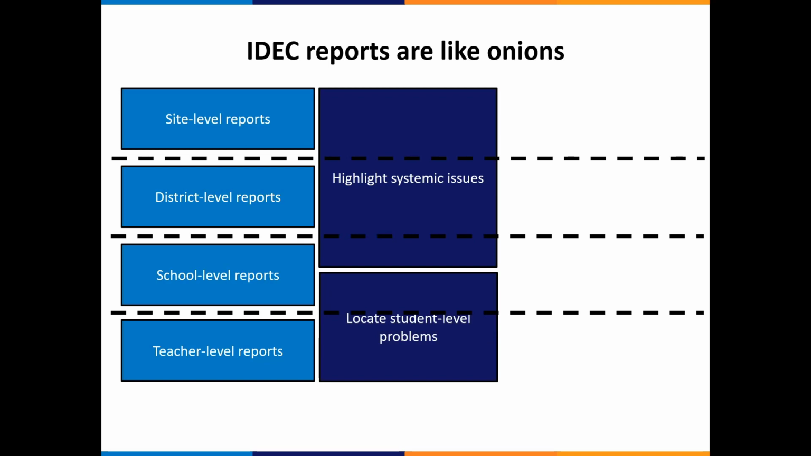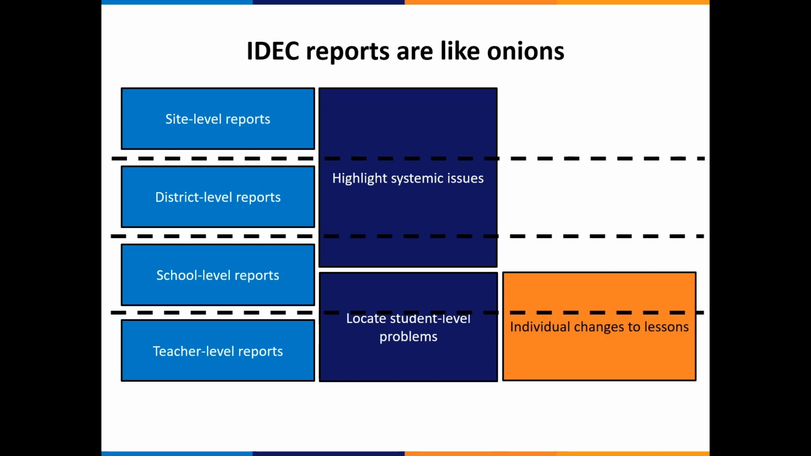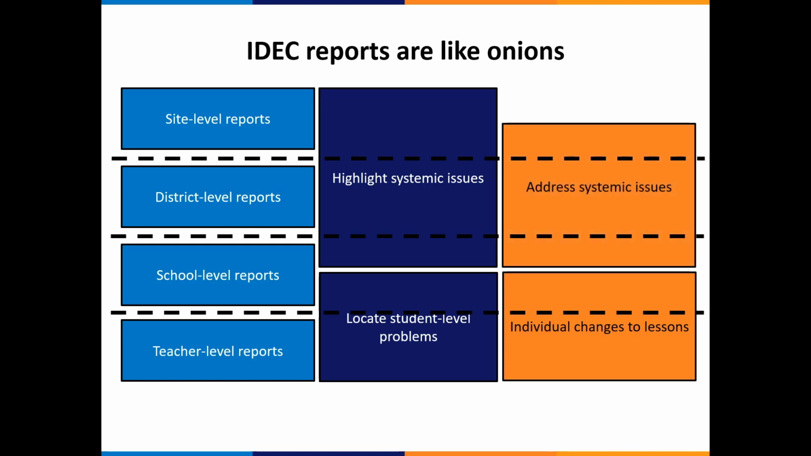Then once we get down to school level reports and below, down to our teacher level reports, we can start locating the individual student level problems or even instructional problems. Down here at the school and teacher level, we can inform ourselves about how we're going to address individual changes to lessons. We can then use our school, district, and site level reports to help us strategize how we're going to address systemic issues. And when we start doing that, we should start seeing changes in the overall results of our data.